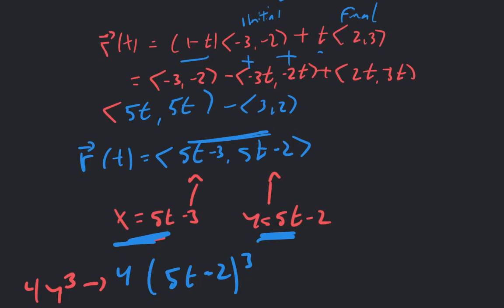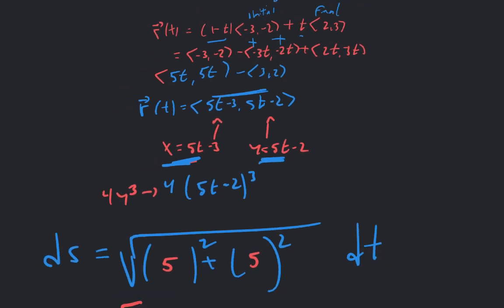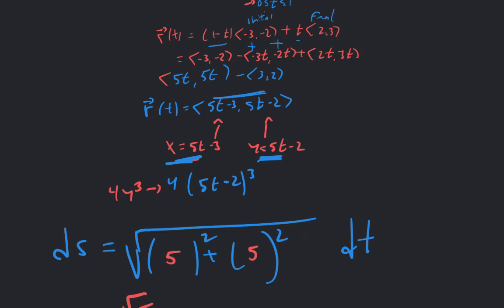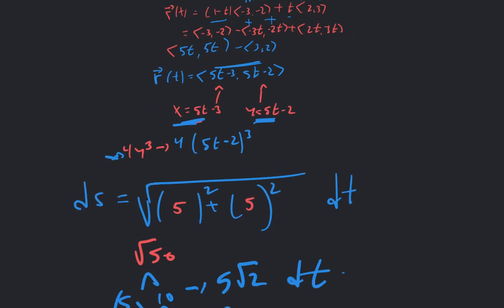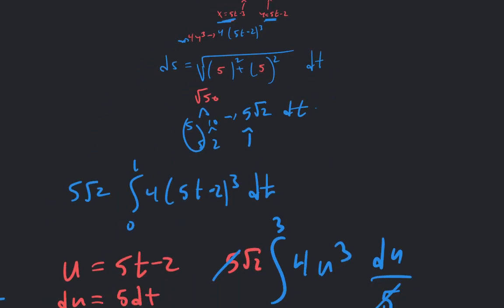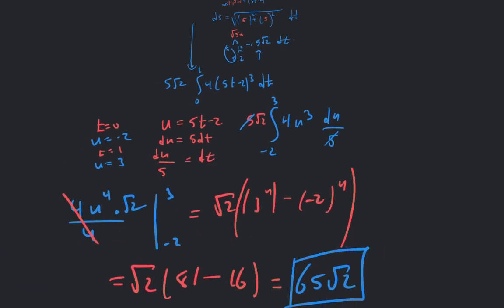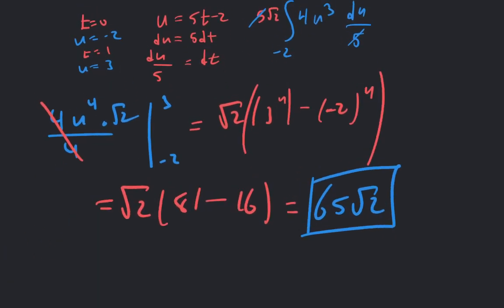And then we say, okay, we have our components. X is 5t minus 3, y is 5t minus 2. And then we plug that into our original curve equation. We find our ds. And then we just plug all that into our integral, and we use our techniques of integration to solve, and we get our final answer.